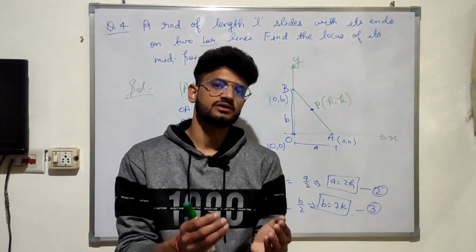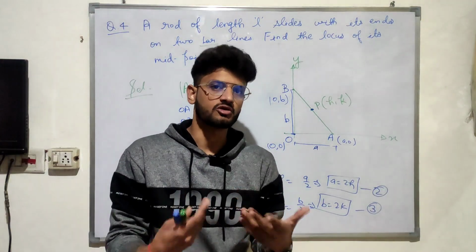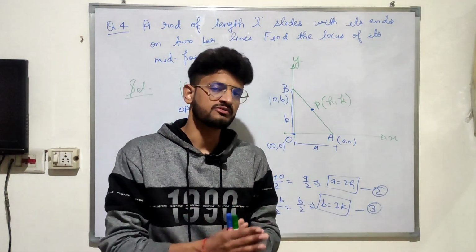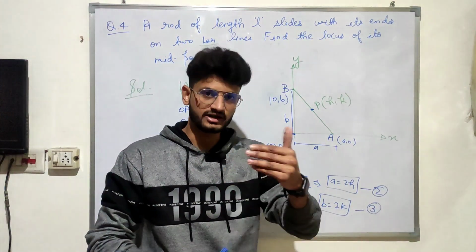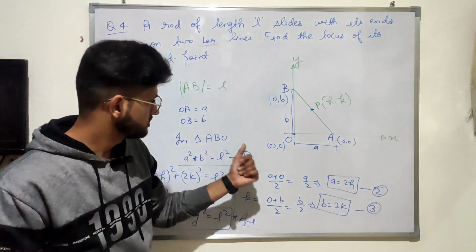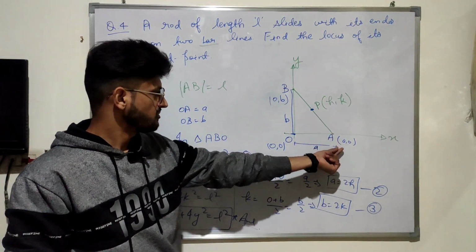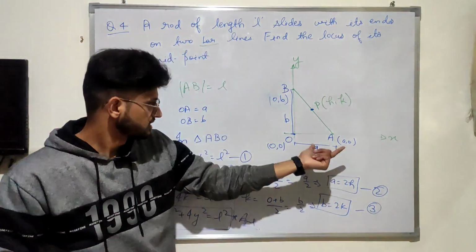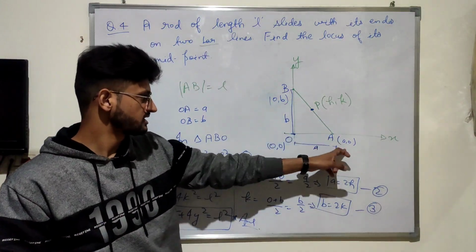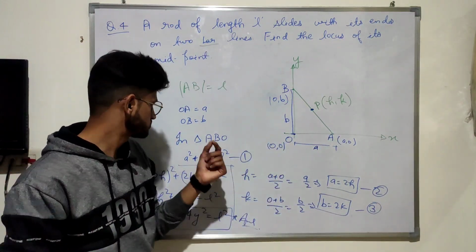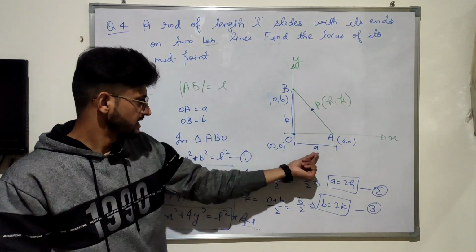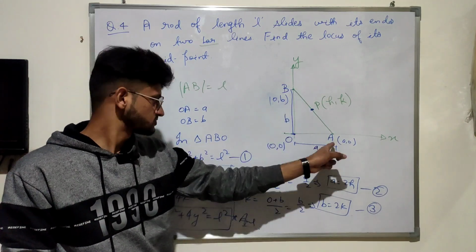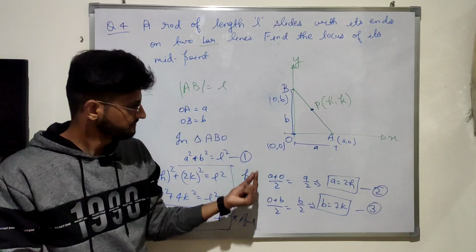Whatever unknown variable we introduce in our problem, it is our responsibility to remove those variables to get the final equation for the locus. So here we have taken A as A, 0. We know the length of AB is given to be L. So we will use the distance formula. We can use the distance formula here also, but here I have applied Pythagoras theorem. So from here, A square plus B square is going to be equal to L square. So we got equation number 1.